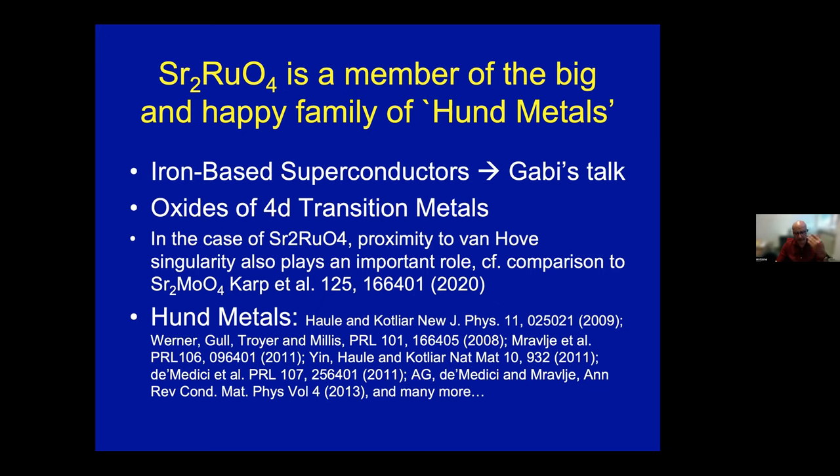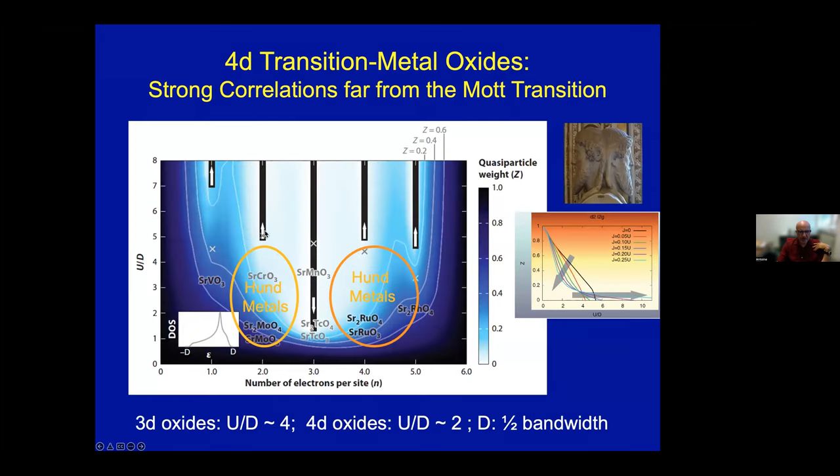So Hund's metals are really a different route to strong correlations, which is not controlled by the proximity to a Mott transition, like for example this material here or the cuprates, but can be fairly far from the Mott transition, which has all these black bars here, and still have strong correlations because of the Hund's coupling.